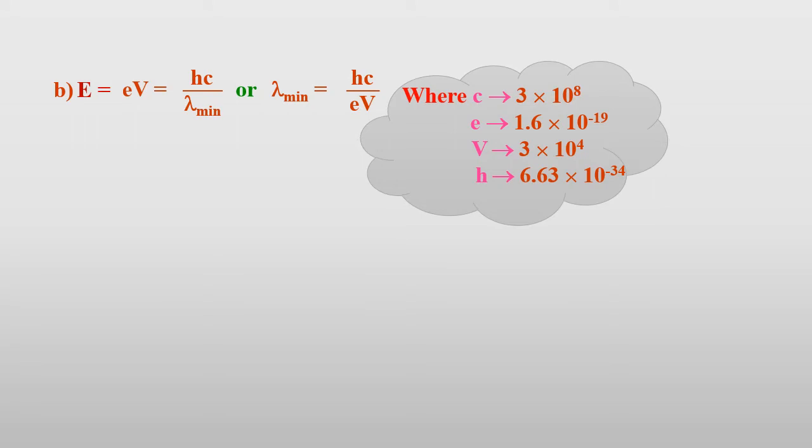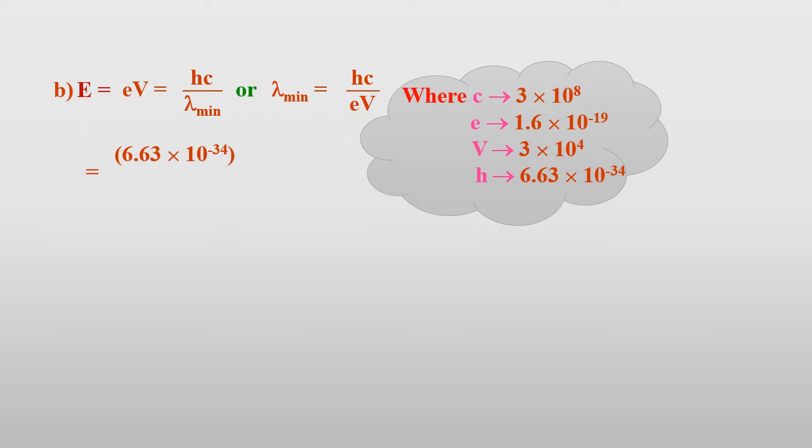So second, to find the minimum wavelength, we are using the formula: energy E = eV = hc/λ, where ν itself is written as c/λ, or λ minimum is equal to hc/eV, where the values are c = 3 × 10^8 meter per second, charge of electron e = 1.6 × 10^-19 coulomb, V is potential 3 × 10^4 volt, h is Planck's constant 6.63 × 10^-34 joule second. By substituting these values, you will get the answer for λ minimum.